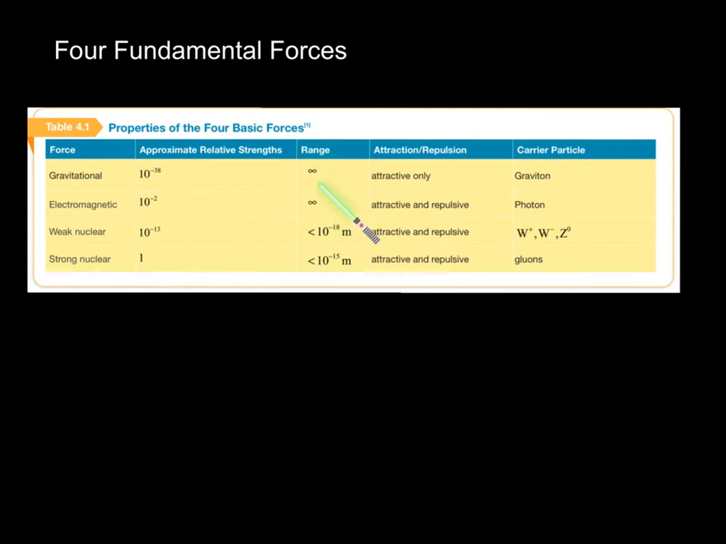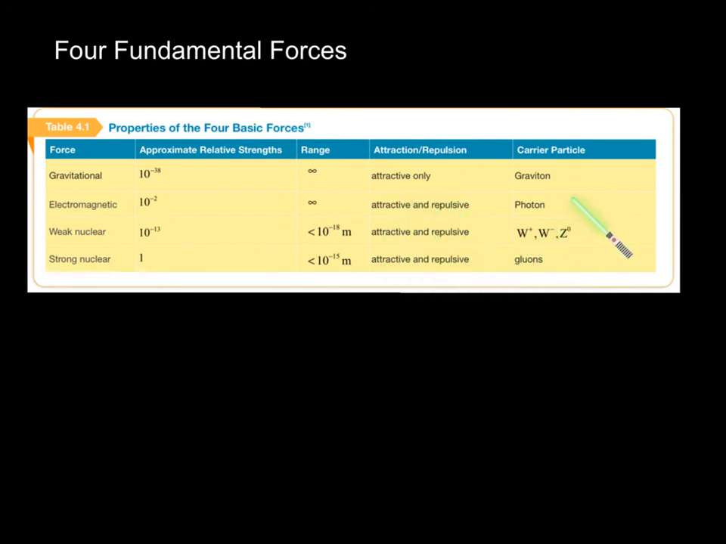Gravity and electromagnetic have an infinite range, but the weak and strong nuclear forces really are only acting inside atoms, or even, in the case of the weak nuclear force, within particles within atoms. So they have a very small range in terms of where they act. Gravity is only an attractive force, but the rest of them can be either attractive or repulsive, meaning they can pull things together or push things apart.